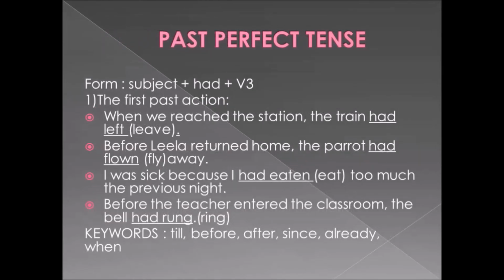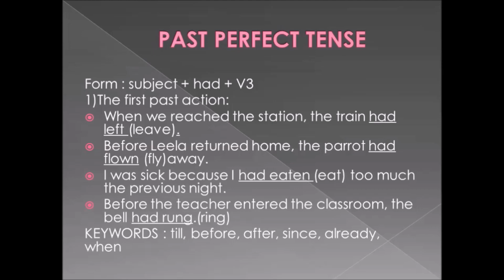The next type of tense is past perfect tense. The structure of past perfect tense is subject plus had plus V3 form of your verb. So where do we use past perfect tense? If your sentence consists of two past actions, you have to indicate the first past action in past perfect tense and the second action in just past tense. That is your simple past tense.